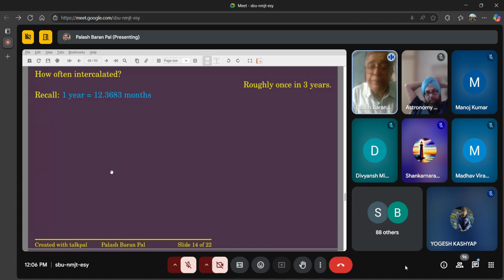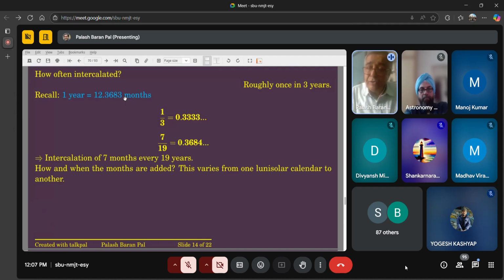Recall that 1 year is 12.3683 months. So you have to account for this fractional part, .3683. Once in 3 years would be .3333. That's really not a very good approximation of this fraction. Fortunately, there is an approximation, without going to very large numbers, which is 7 over 19. 7 over 19 is .3684, which is okay. So if you intercalate 7 months every 19 years, then you are fine.